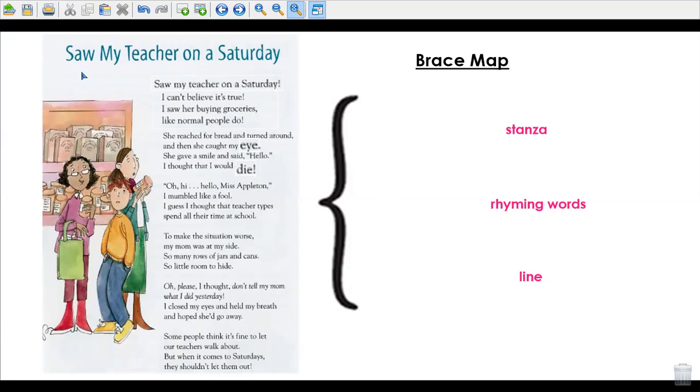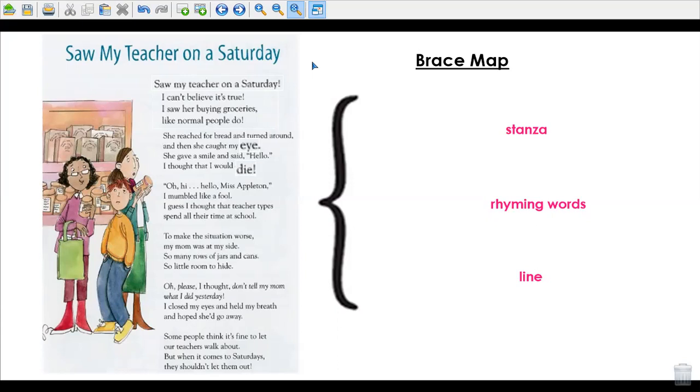So here's my favorite poem that I can remember from when I was in school. It is titled Saw My Teacher on a Saturday. And this one's really popular in class because the kids can really relate to this one. So think about if this has ever happened to you guys.